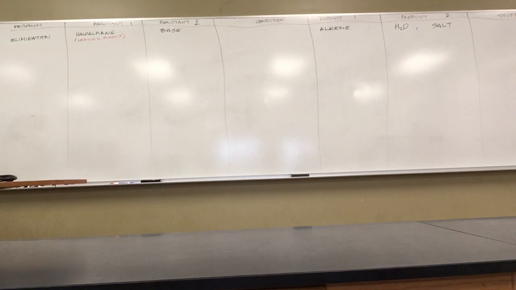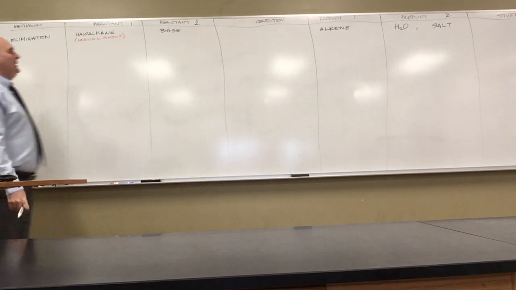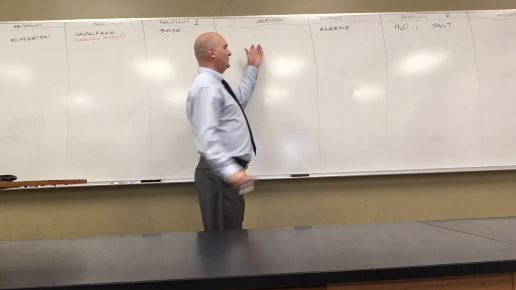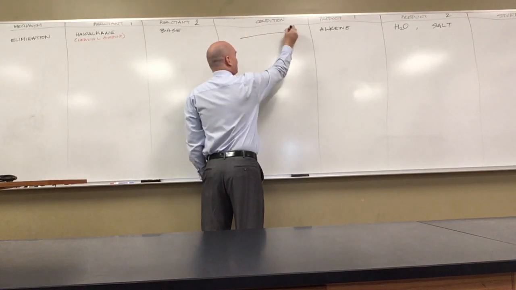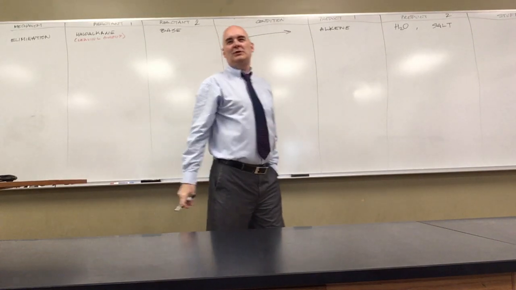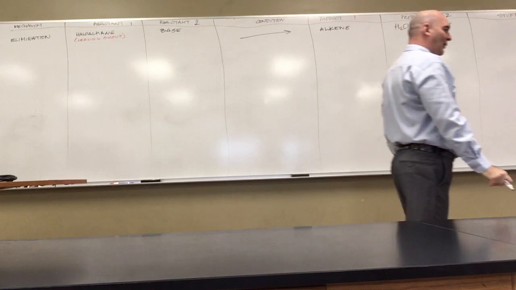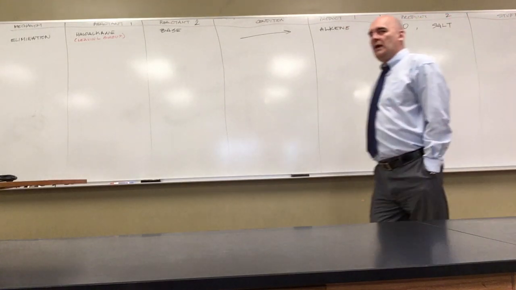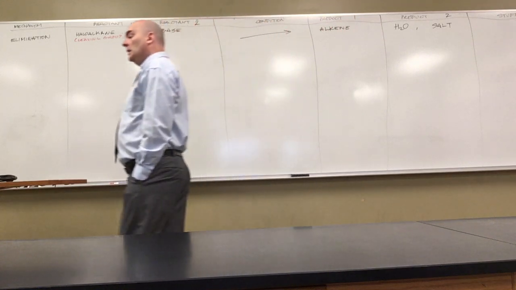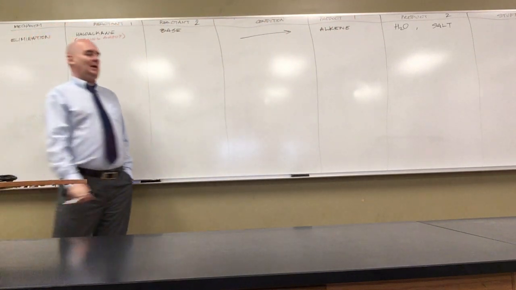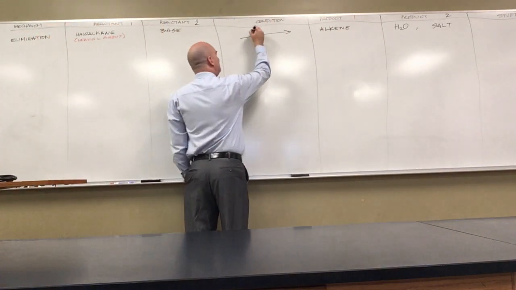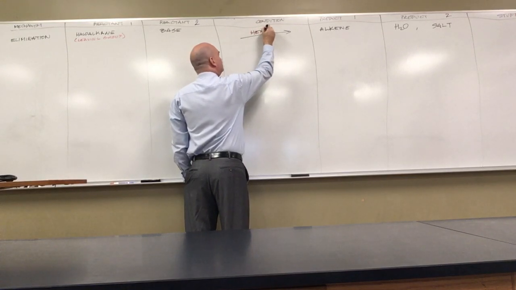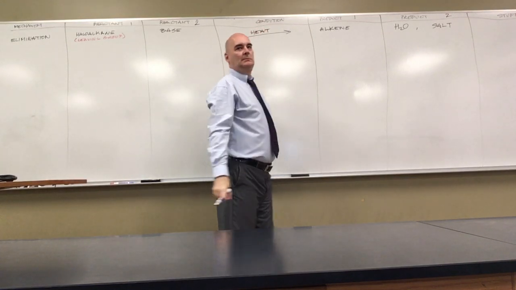What conditions might we put into place above or below? Usually write reagents above the arrow and then conditions below the arrow. What conditions would we write below the arrow to make this reaction more likely? Heat. Okay.